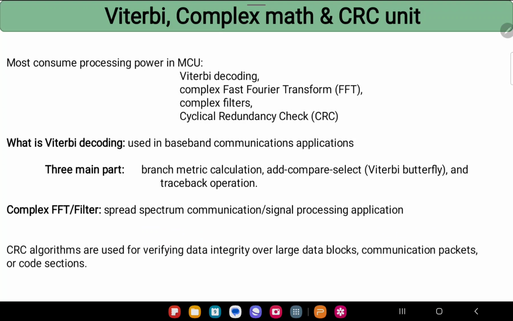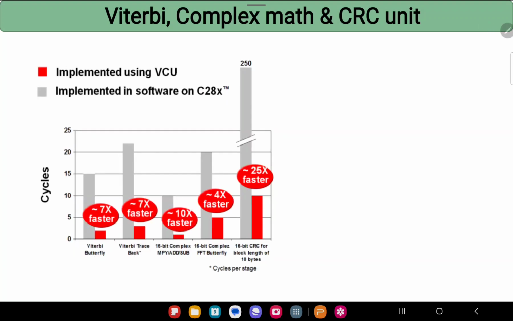And what will CRC do? CRC, cyclic redundancy check algorithms, are used for verifying data integrity over large data blocks, communication packets and codes.